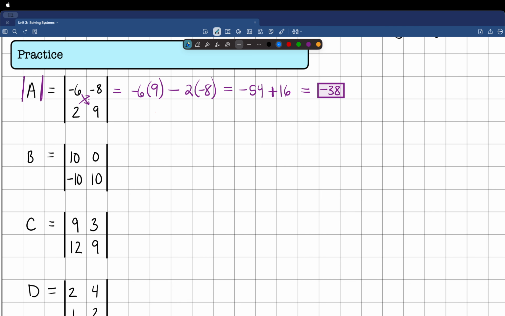Okay, second one, B. B is 10, 0, negative 10, 10. So we're going to take the determinant of B. We're going to do the cross product of 10 times 10. And then we're going to subtract the other cross product of negative 10 times 0. Which is just simply 100 minus or plus 0 in this case. Which is just 100.